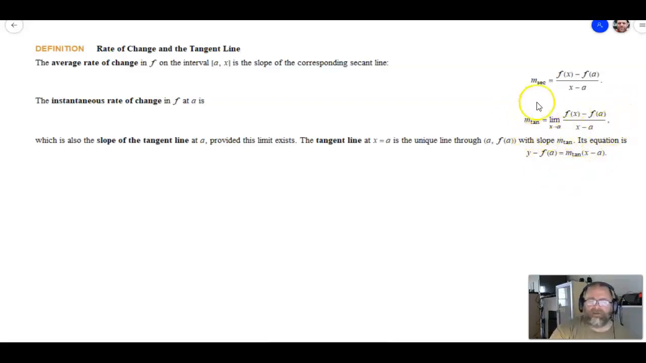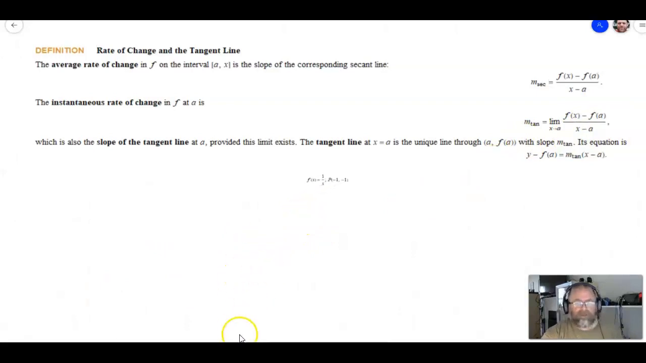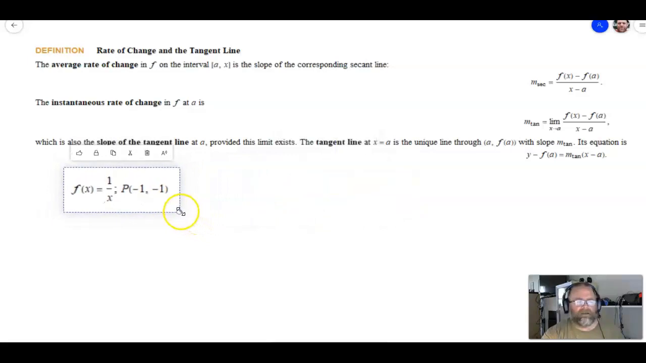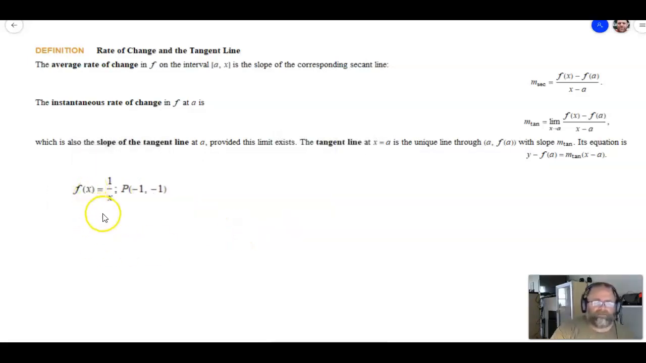So let's go ahead and use this instantaneous rate of change formula to look at an example here. So here from the exercises I have f of x is equal to 1 over x, and we want to look at the point -1, -1. Now sometimes they give you the entire point, and sometimes they're just going to give you the x value. If they only give you the x value, you can just plug it into the function to get your y value. Notice if you plug -1 in for x, 1 over -1 is just -1, so that's your y as well.